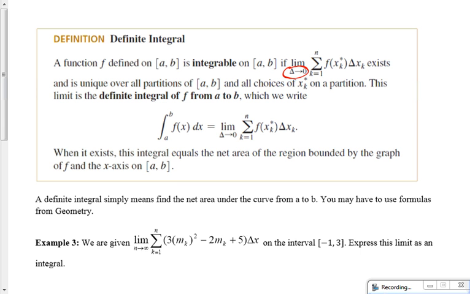Okay. The other thing they do is they do a sub k on their delta x's because what they're trying to do is they're trying to allow for a different rectangle width if you need to.